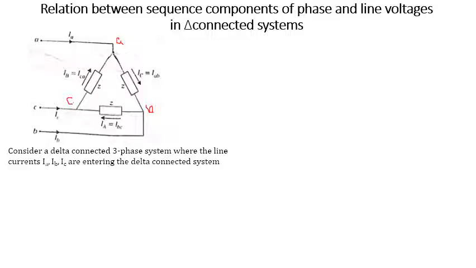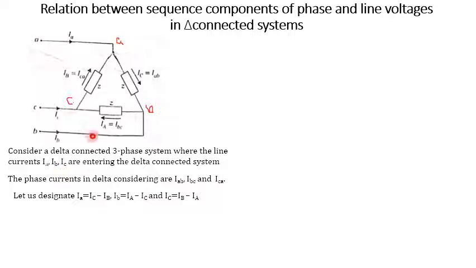Here a delta connected system is a three-phase system. These are the line currents IA, IB, and IC, which are entering into the delta connected system. We need to calculate the phase currents. Between phase A and B it is IAB, between B and C it is IBC, and between C and A it is ICA. These are the phase currents which flow in the delta connected system.